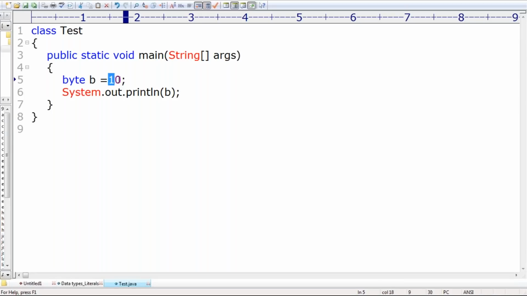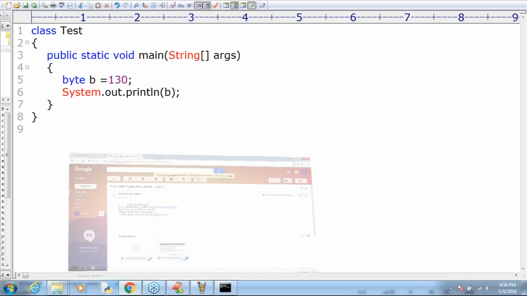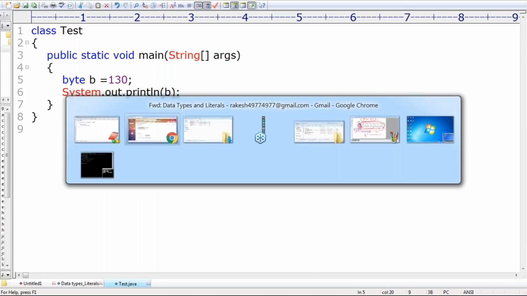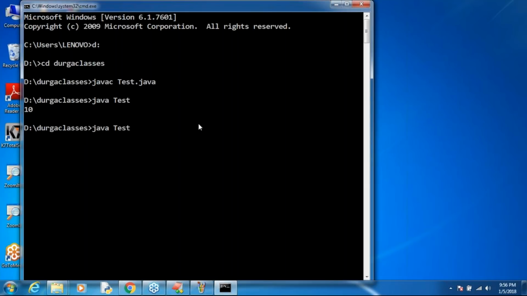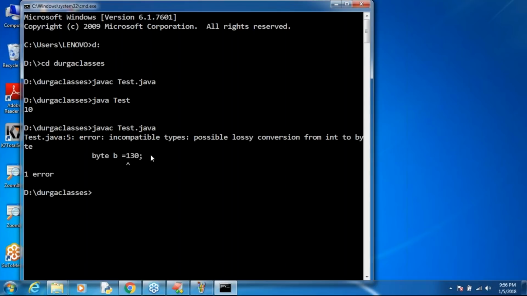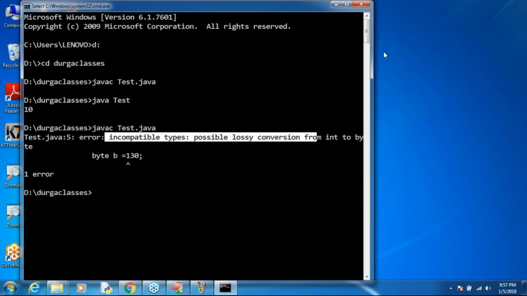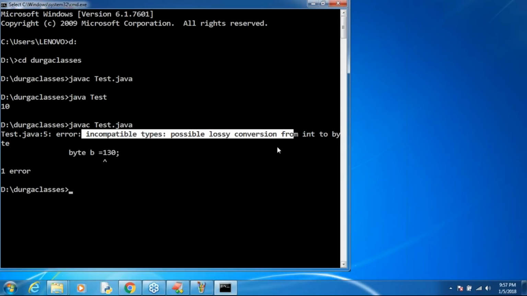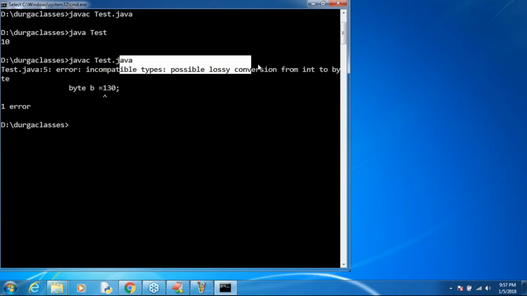Sir, now assume that I'm taking 130, because it is very important. Can you tell, is it valid or invalid? Invalid, sir. The compiler will give an error. Can you spell out the reason for that? Anyone, can you please tell? 130 is not in the range. Incompatible types: possible loss of conversion from int to byte. Have you observed? We are going to get this problem, right? Okay, make sure.